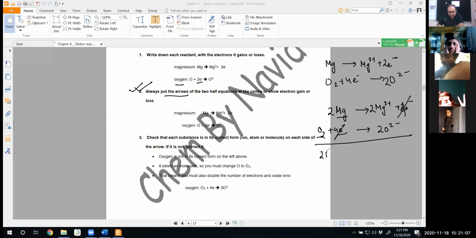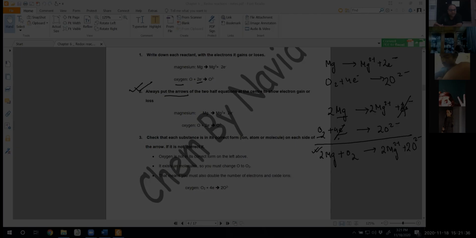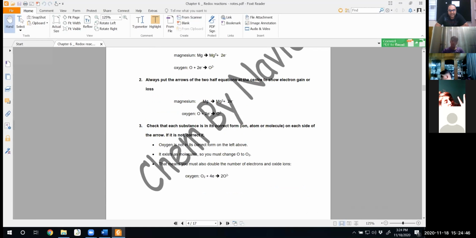So 2 magnesium plus O2, 2 magnesium 2 plus, 2 O2 minus. So each of these are known as half equations, and this is known as a overall ionic equation. Overall ionic equation. So this third step is very important.